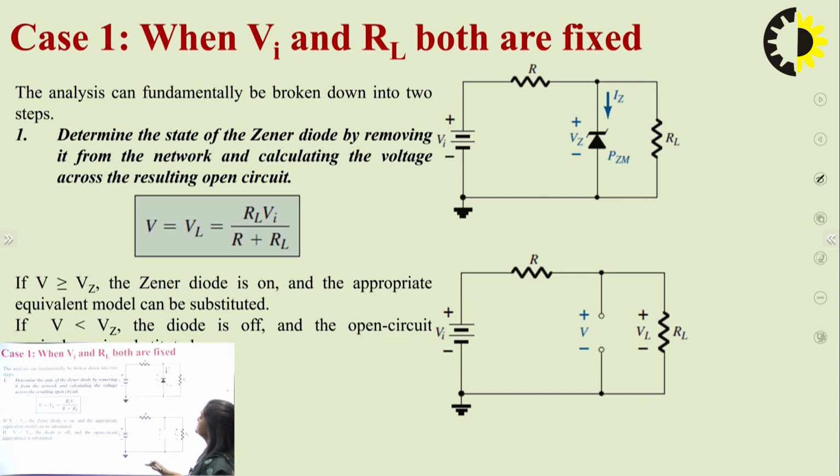So this is the same that I have done in the previous slide. Here we have calculated the voltage across this diode, that is equal to V, and the value of V is RL Vi upon R plus RL. So if this V is greater than Vz, the Zener diode is on and the appropriate equivalent model can be substituted, and if V is less than Vz, the diode is off and the open circuit equivalent is substituted.